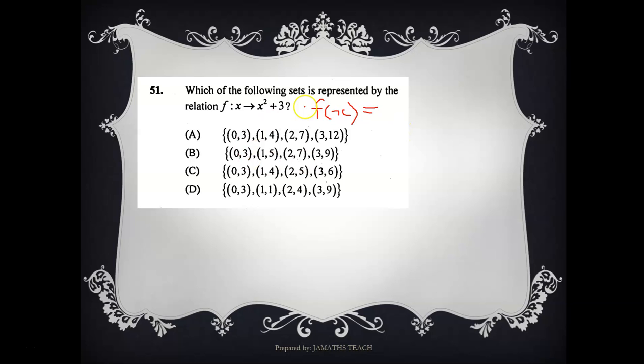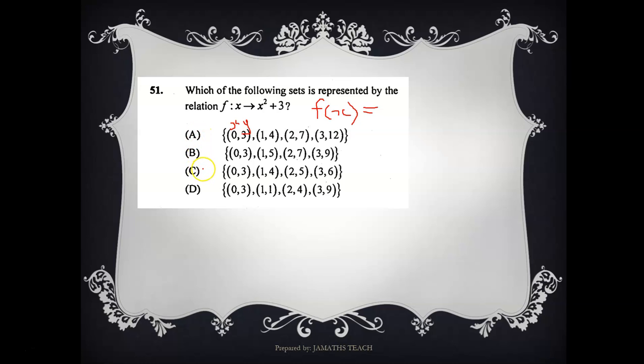Alright, so let's use the answers that were given to check. Remember, for every point, the first value is x and the second value is y. So x is mapped to x squared plus 3. So let's try C. 0 squared, that's 0 plus 3, that's 3. 1 squared, that's 1 plus 3, that's 4. 2 squared, that's 4, plus 3, that's 7. So this won't work, right? So C won't work.